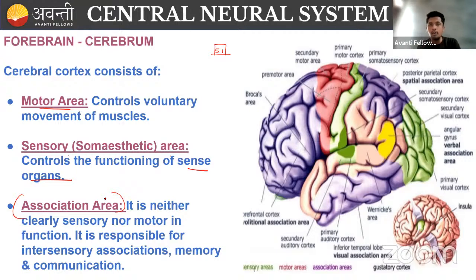It's not like that. So what is happening? There are associated areas. These associated areas interlink the functions of other areas, and they're responsible for bringing these coordinative functions. For example, when you just smell something, you might get the taste of the memories.